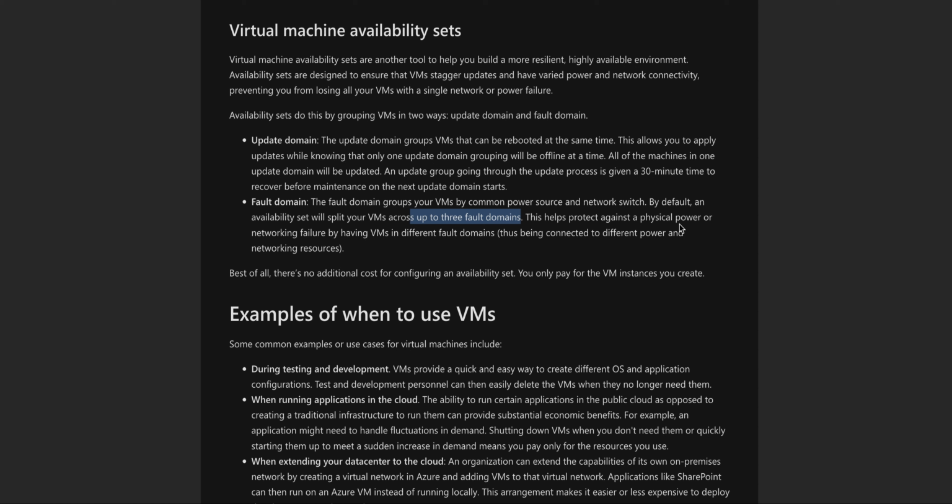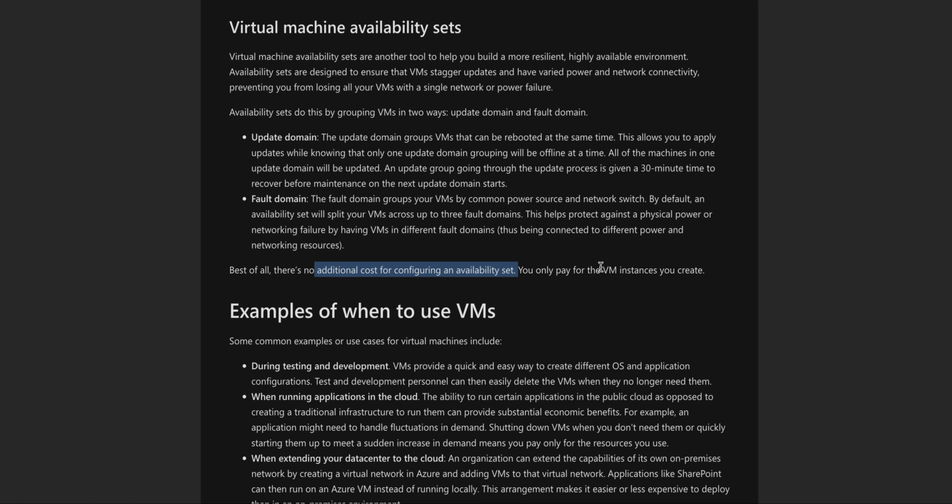Best of all, there is no additional cost for configuring an availability set. You only pay for the VM instances you create, which is good to know, right? So it's not like you're going to spend extra money to set this up. You only pay for the VM instances and the consumption, if you will.